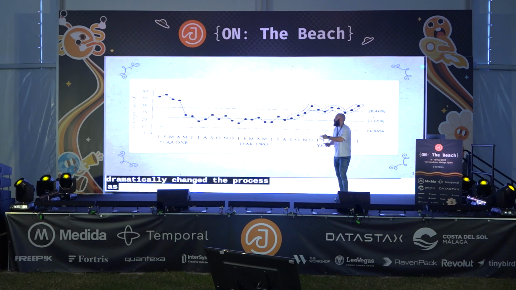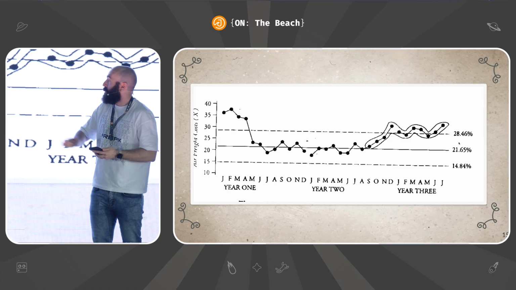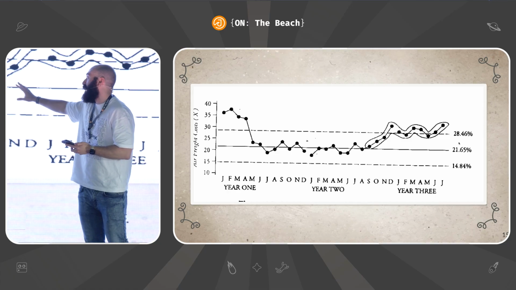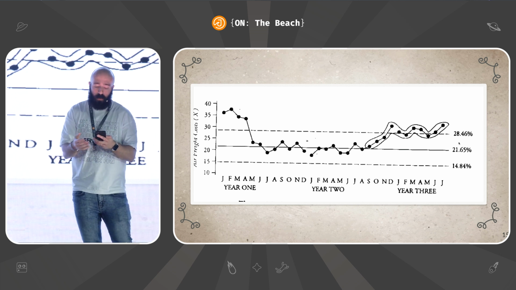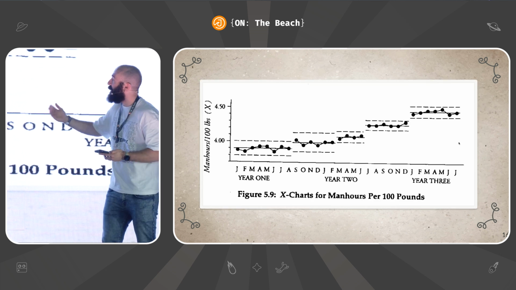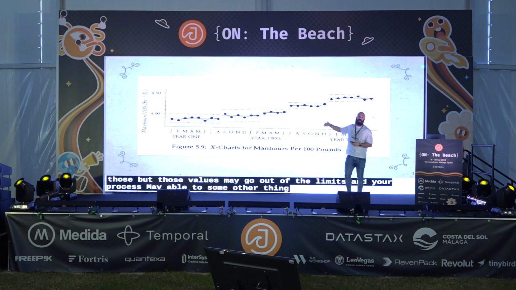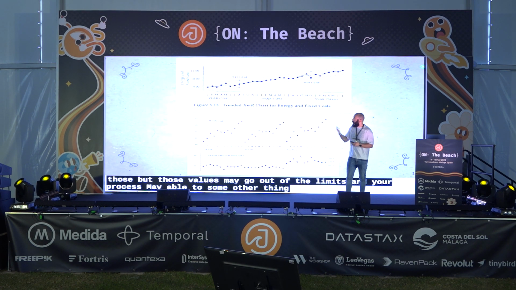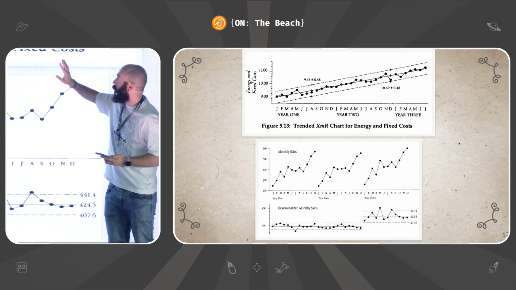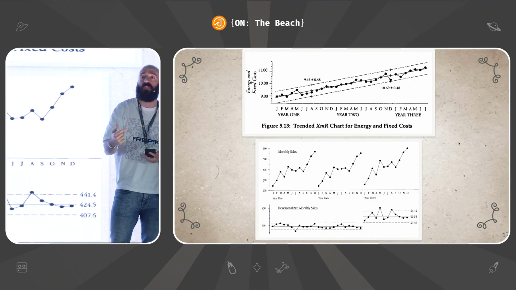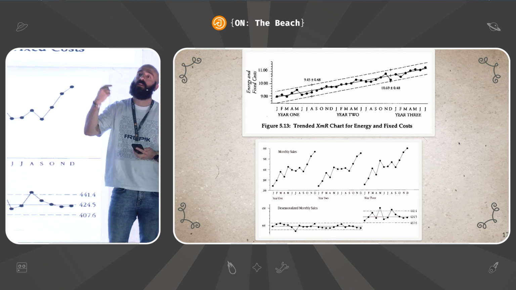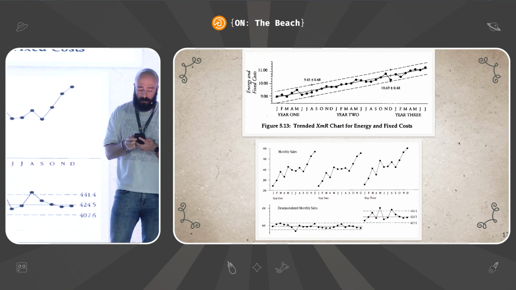As your processes evolve, any KPI values may go out of the limits, and your process may evolve to some other thing. That is okay. We can simply recompute those limits. This is likely what we will have in a very long-running time series. And the cool thing with this technique is that it's compatible with trend lines and it's compatible with seasonal values. We can also compute the limits by deseasonalizing the values and computing the limits on it.